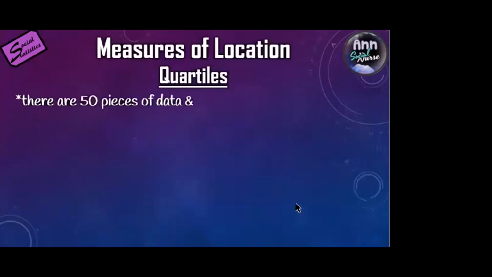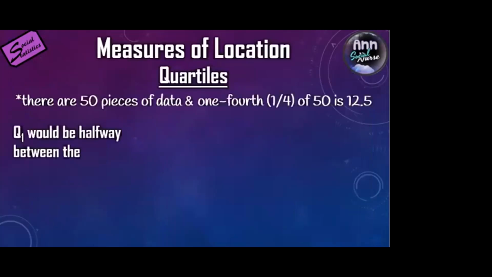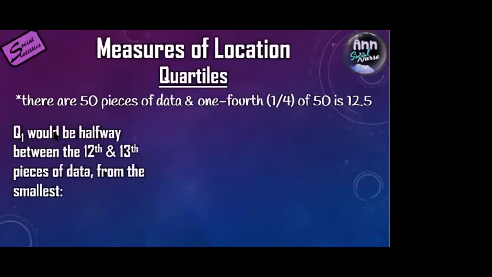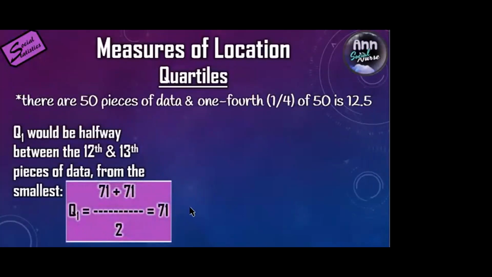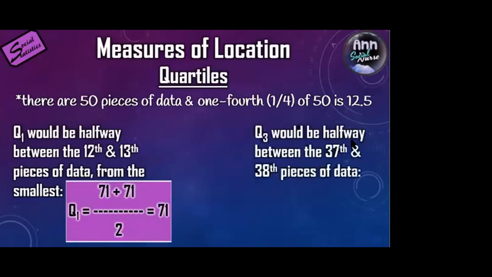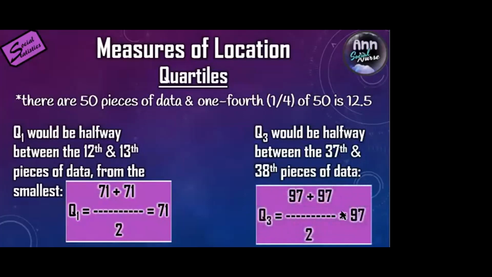There are 50 pieces of data and 1/4 of that is 12.5. So Q1 would be halfway between the 12th and the 13th pieces of data from the smallest. Like this. Q1 would be equal to this, and Q3 would be halfway between the 37th and 38th pieces of data. It looks like this.